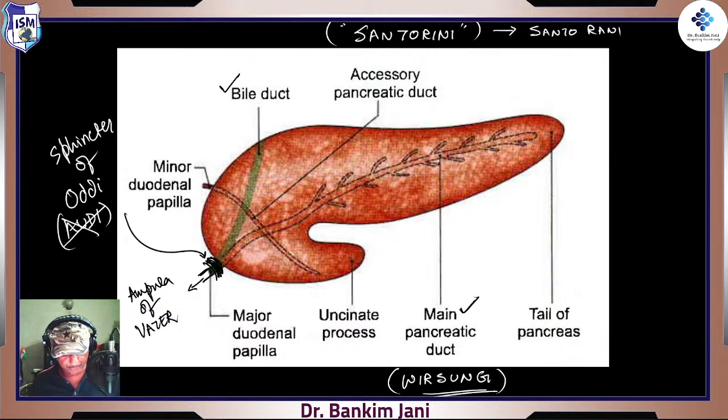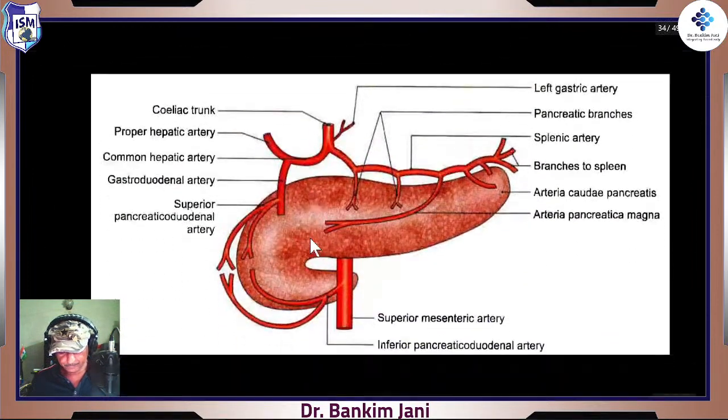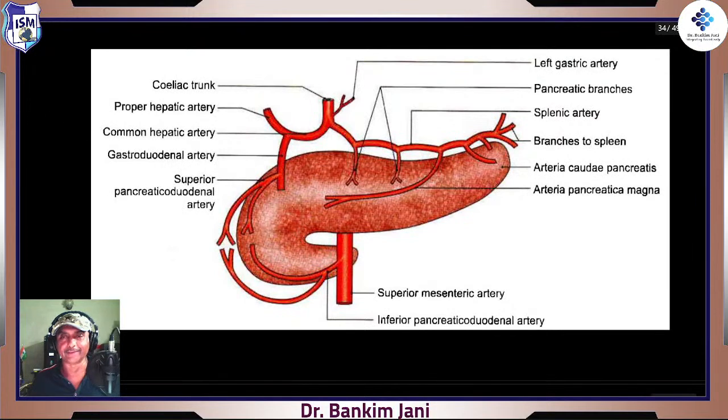Major duodenal papilla, this sphincter ampulla of Vater is also called the major duodenal papilla. And in case there is an accessory pancreatic duct, which is a smaller duct and opens separately, then we have the minor duodenal papilla. Papilla means opening, right? You know this. No need for any explanations.